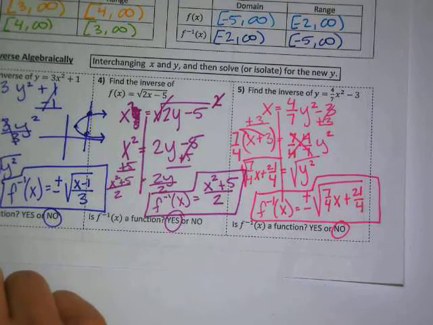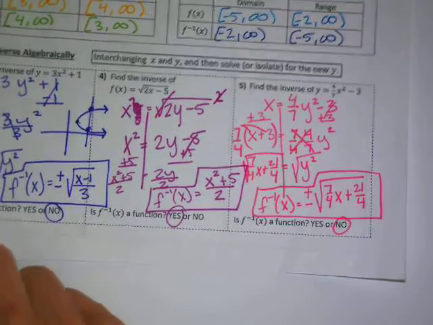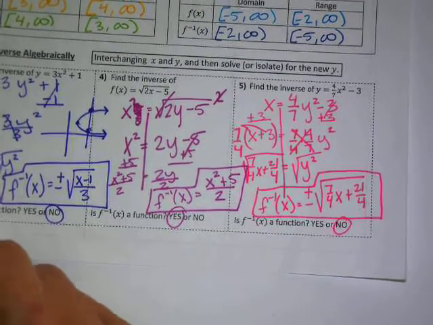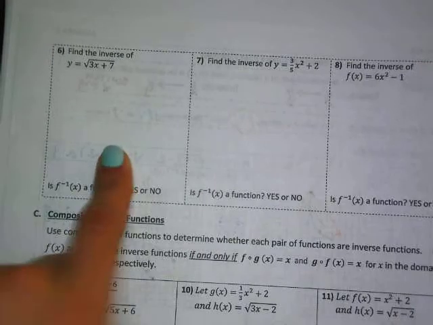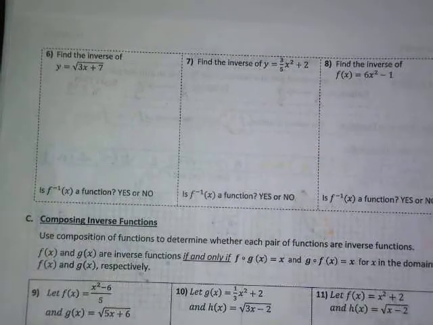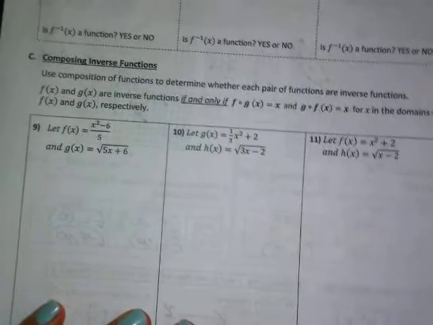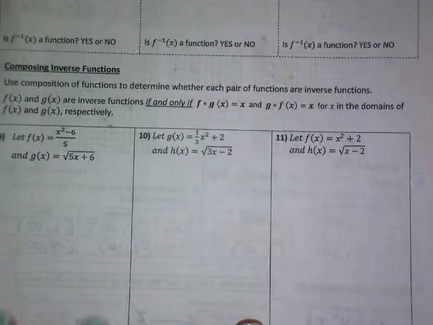All right, just 2 more problems to do. So flip it over on the back. We're going to skip 6 through 8. They're just the same thing, doing the inverse. And we're going to jump down here to the composing.